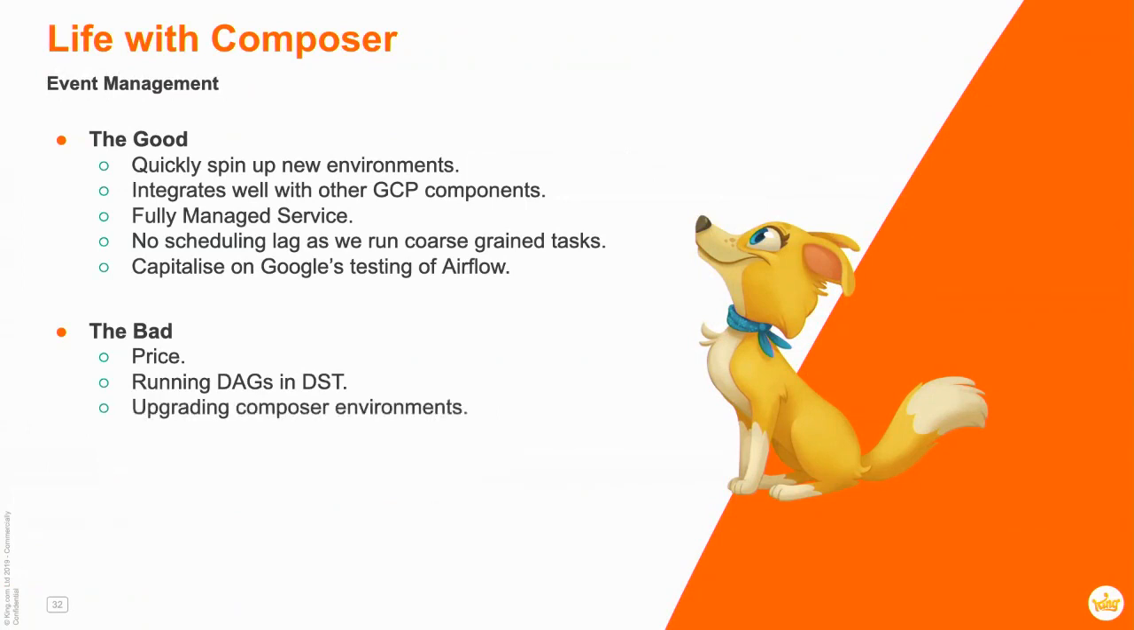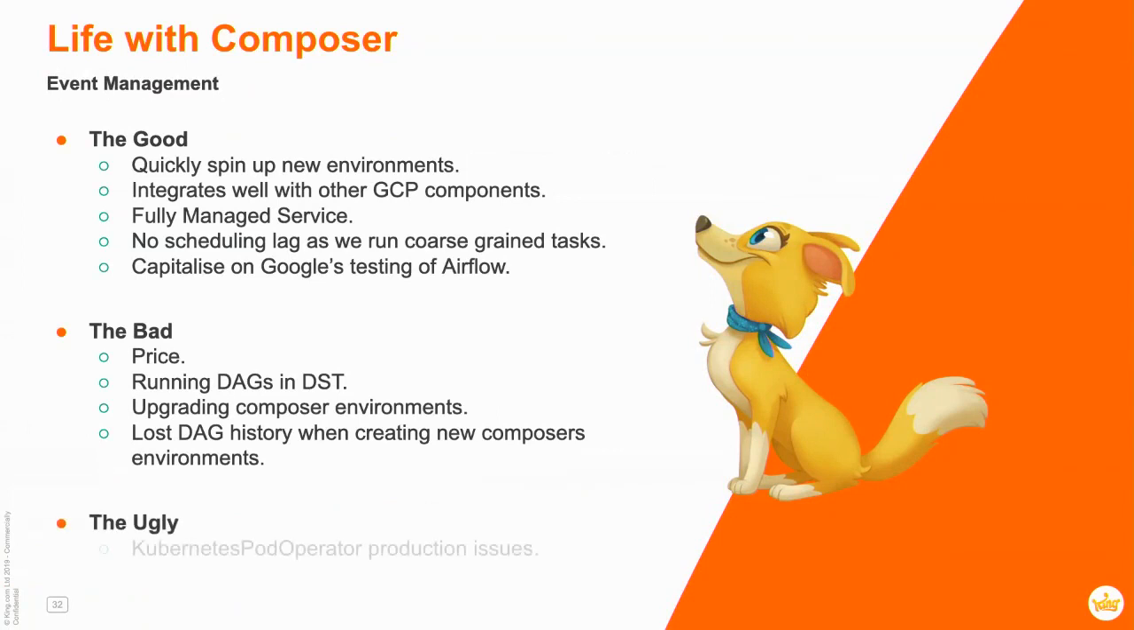With Composer itself, upgrading environments has been quite flaky, which is fine. Support will often tell us, don't worry, just delete your environment and recreate it. Sure, no problems, quite quick. But unfortunately, then you lose all your DAG history. So if you like to use the charts from the Airflow UI to see how job runs have changed over time, that's gone.